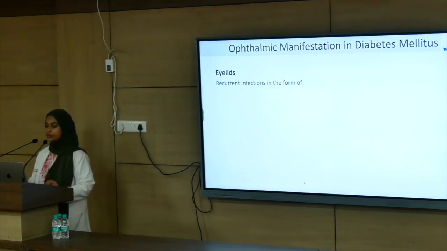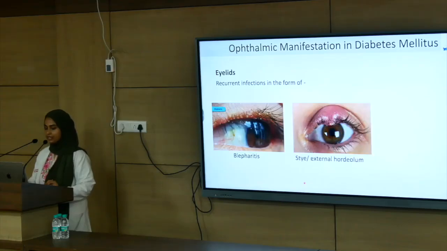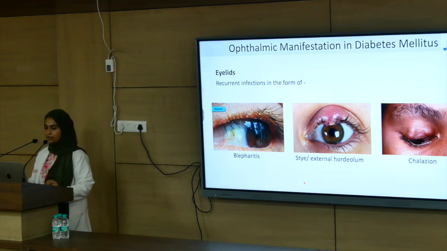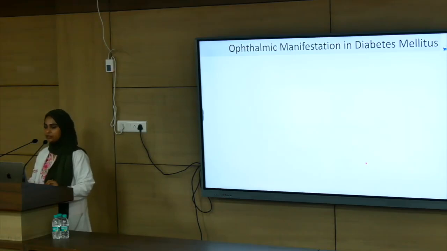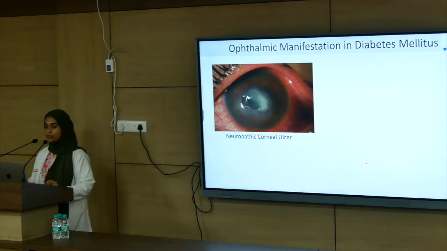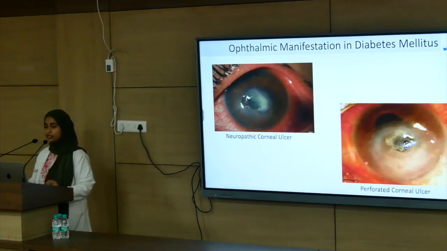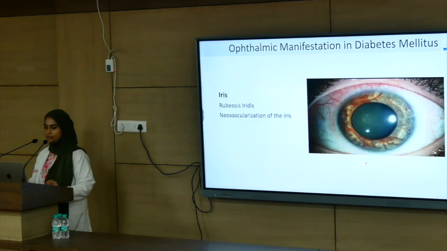Now eyelids show recurrent blepharitis, styes, also known as external hordeolum, and chalazion. In cornea, we can see neurotropic keratitis, which presents as superficial punctate keratitis, seen on fluorescein staining on the slit lamp examination. Now, neurotropic keratitis is a degenerative disease caused by impaired corneal nerve supply, mostly affecting the trigeminal nerve. It can further progress to neuropathic corneal ulcer and eventually to even perforated corneal ulcer.